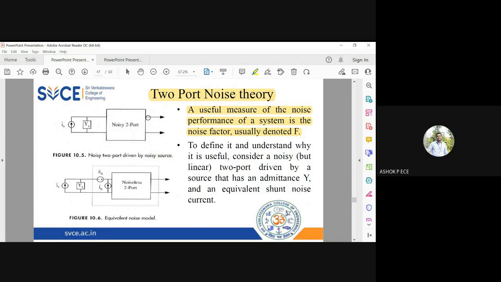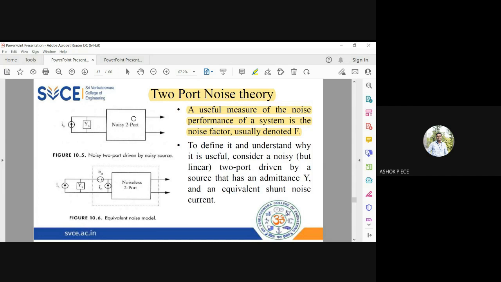Any ideal device, we assume it has zero noise. The practical two-port device will have some amount of noise because of the resistors you are going to use, because of the device parameters, because of fabrication methodology. So all these things will contribute to the noise of a two-port device. This two-port device can be a diode, an amplifier, a mobile phone, any application which is going to have two ports.